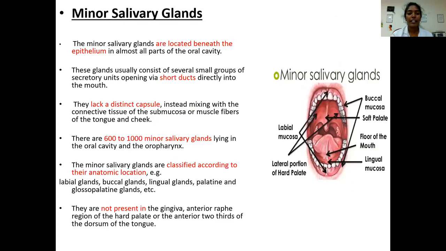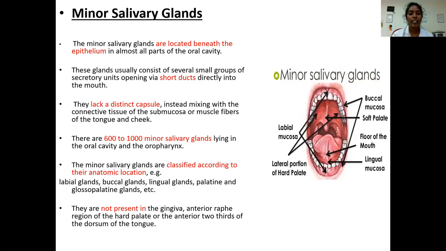Going into the minor salivary glands: the minor salivary glands are located beneath the epithelium in almost all parts of the oral cavity. These glands usually consist of several small groups of secretory units opening via short ducts directly into the mouth. They lack a distinct capsule, instead mixing with the connective tissue of the submucosa or muscle fibers of the tongue and cheek. There are 600 to 1000 minor salivary glands lying in the oral cavity and oropharynx.